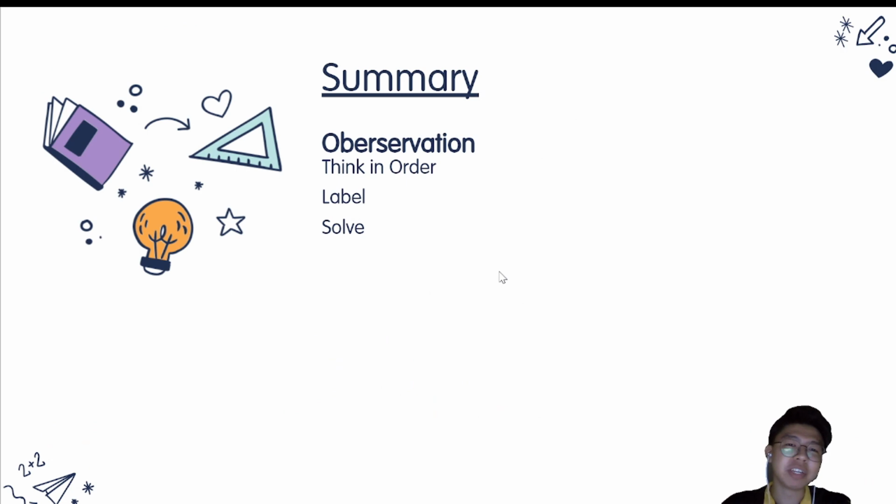So in summary, for today's both questions, the aim is to improve your observation skills. At first, what do we do first? We need to think in order, correct? And then after we think in order, we need to label it accordingly, right? After we have labeled, the picture will be much clearer and simpler for you to do. So solving the questions is not a problem for you anymore after we have labeled in order.